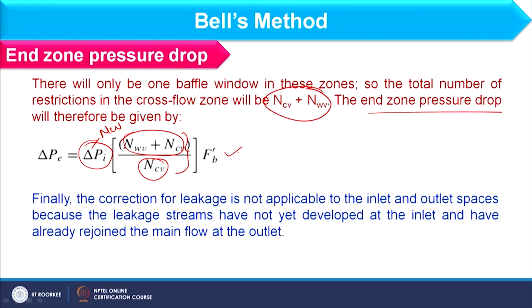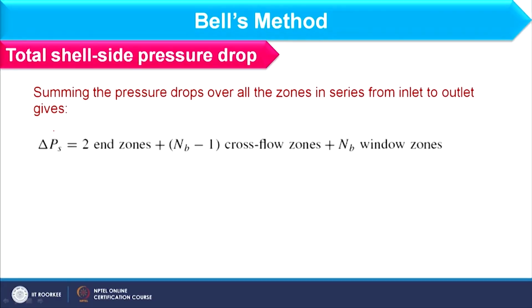So, in this way you can find the end zone pressure drop, and once you have the end zone pressure drop, window zone pressure drop and cross flow pressure drop, we can consider the total pressure drop from one end to the other end of the shell, like this. This is delta PS, the pressure drop in the total shell, and each shell will have at least two end zones.